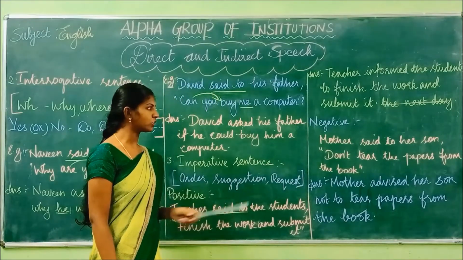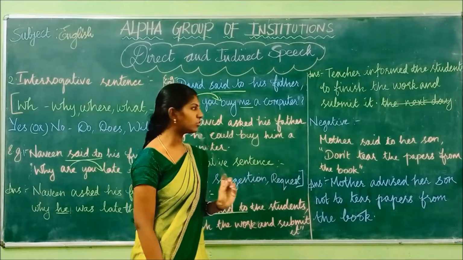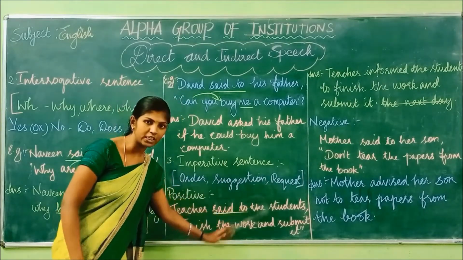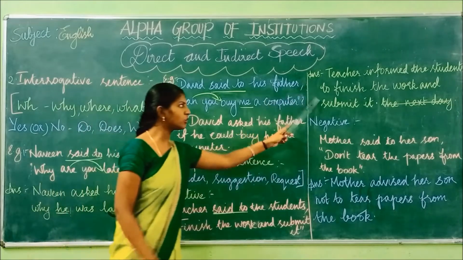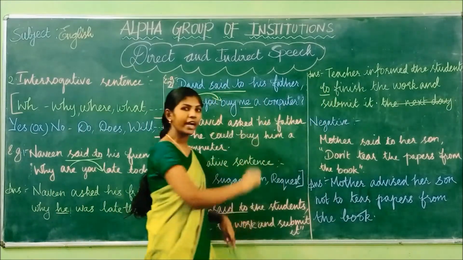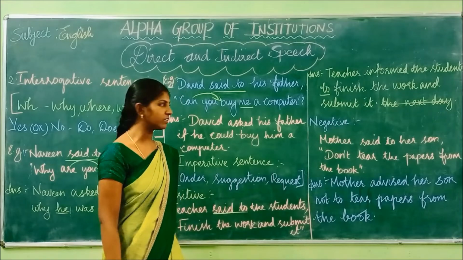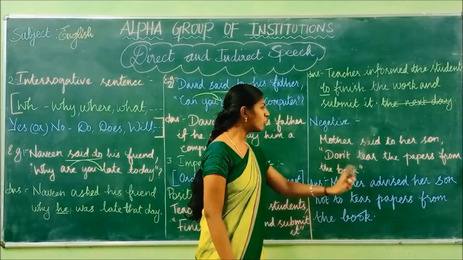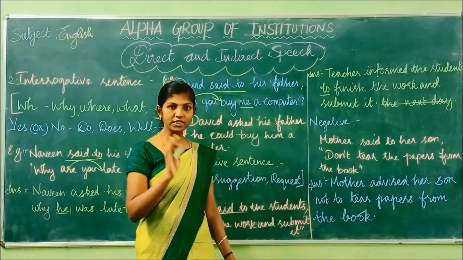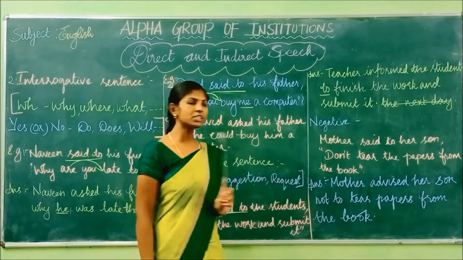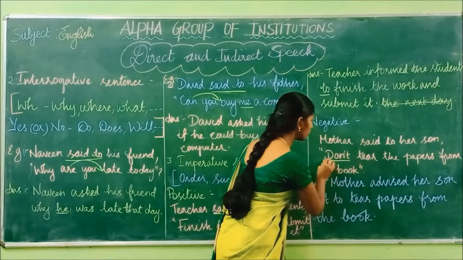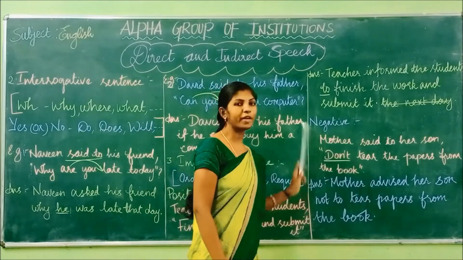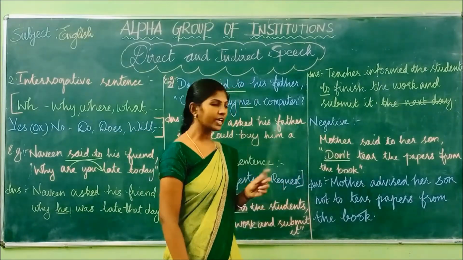And next we are coming to the negative sentence. In a positive sentence, between these two sentences, we are adding "to". What do we use in a negative sentence? Let's see. Mother said to her son, don't tear the papers from the book. What's the statement given? Don't tear the papers from the book. This "don't" means you should not do it, right? So do plus not. That is called a negative sentence.